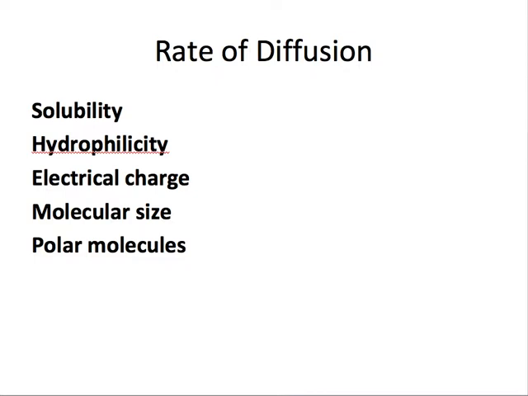Molecular size is also a factor which determines the rate of diffusion. If the size is greater, then there will be lesser diffusion. And the other thing which our cell membranes do not easily allow to pass is the polar molecules. So if the diffusing substance has polar molecules, then the permeability, the ease with which they pass through the cell membrane, will be comparatively small.